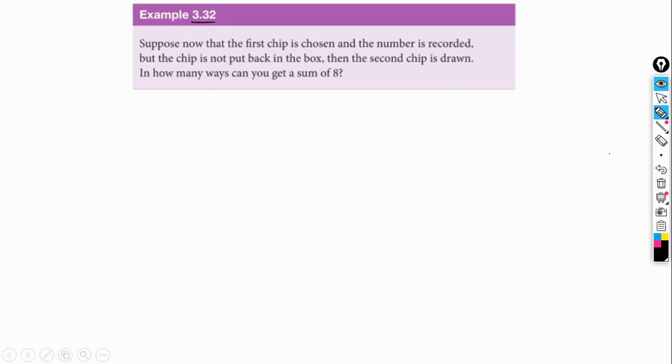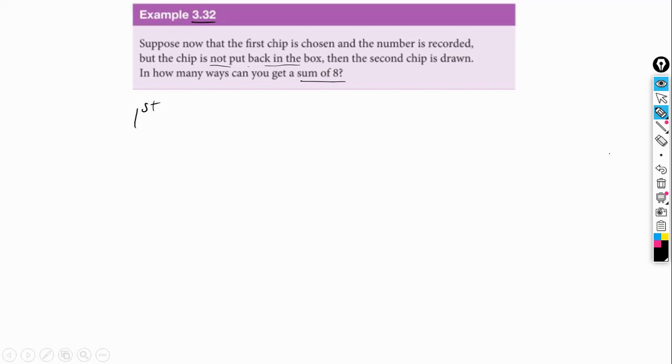And it says, suppose now that the first chip is chosen and the number is recorded, but the chip is not put back in the box. Then the second chip is drawn. In how many ways can you get the sum of 8? So this is similar to the previous case, but there cannot be a repeating chip. That means that we would have to discard the case of 4 and 4.